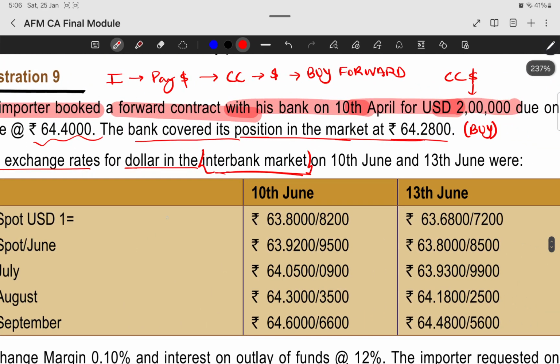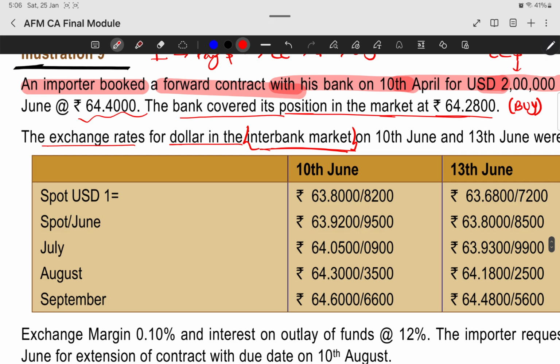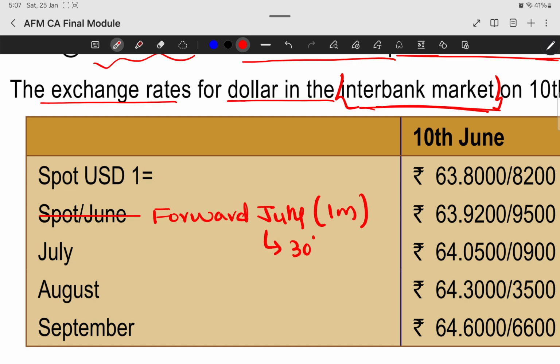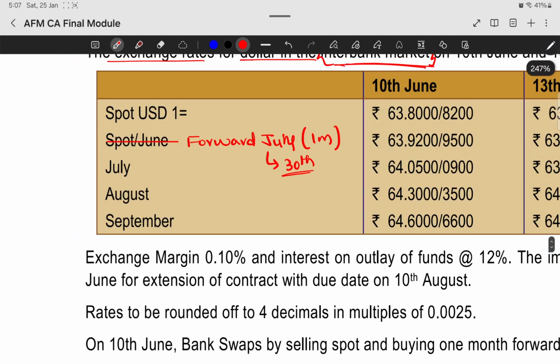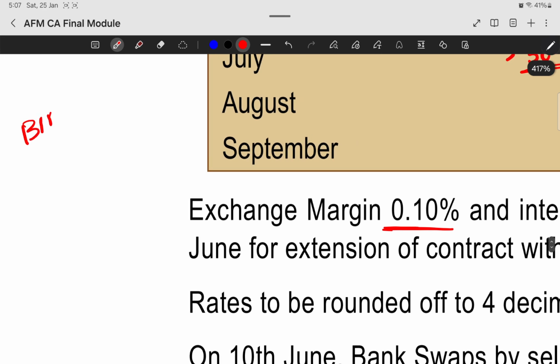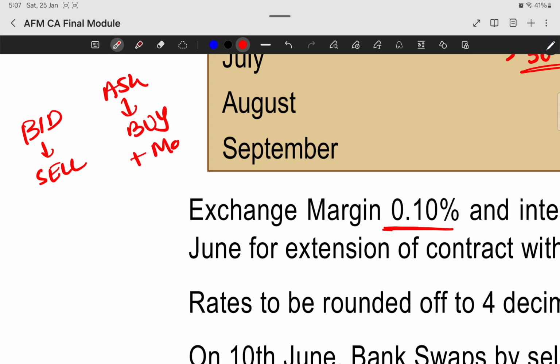Okay, given is the spot rate on 10th of June, 13th of June, and spot on June, but this is not the spot. The question assumes this is the forward of June, 1 month, or June 30th, let's say. That's how you think of it. Now exchange margin 1%. Again, to understand margin, a bid is where you sell, the ask is where you buy. So in a buy you add margin, and in a sell you deduct margin. Okay, that's how you understand this.